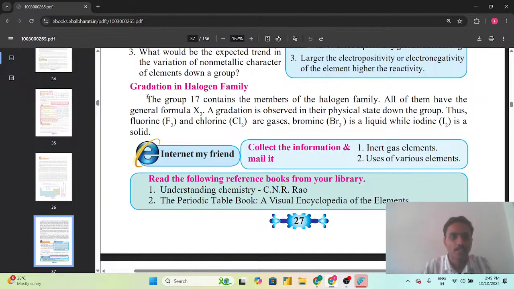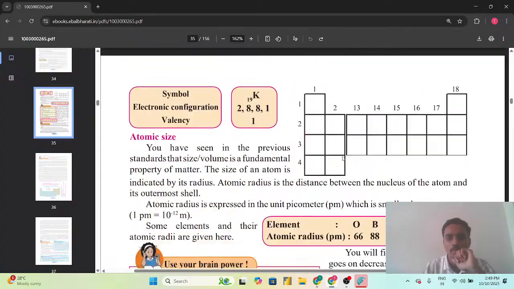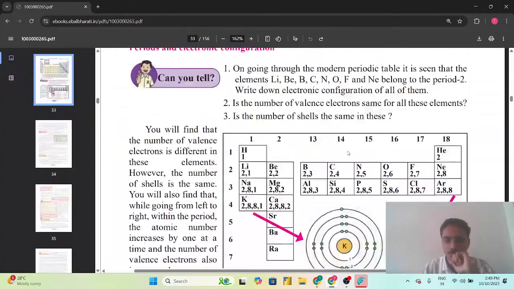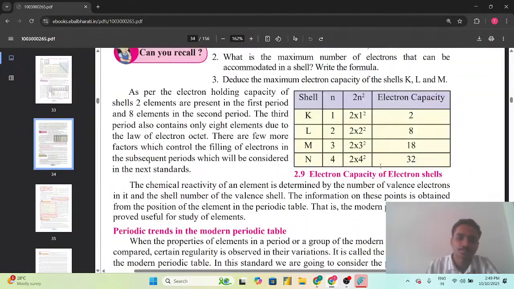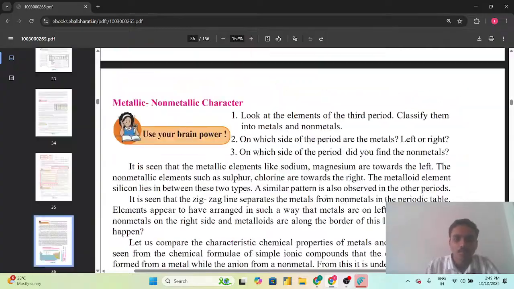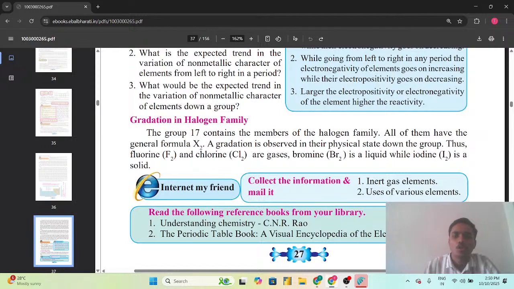So what gradation comes? Group 17 contains the members of the halogen family. As we have seen in the modern periodic table, we are calling group 17 the halogen family, that is fluorine, chlorine, bromine, iodine, astatine, tennessine. All of them have the general formula X2, that is, suppose F2, Cl2, Br2.